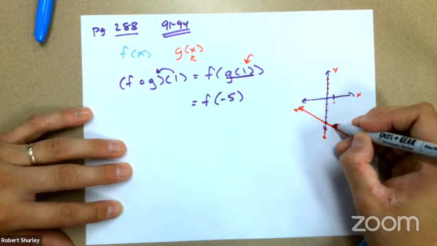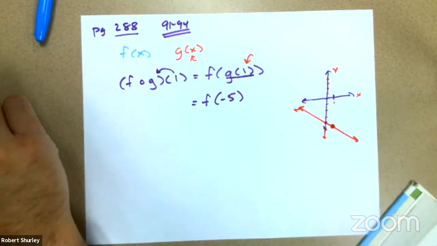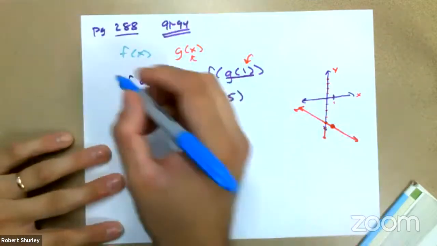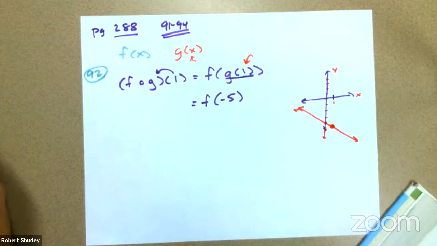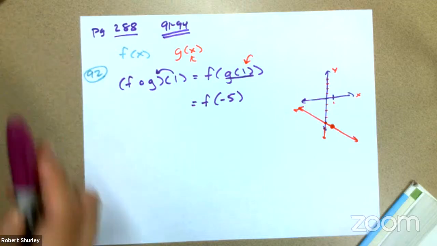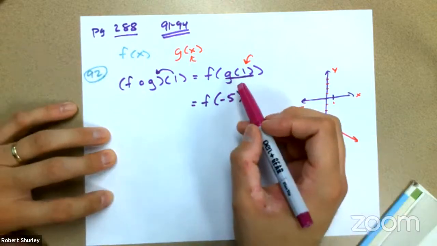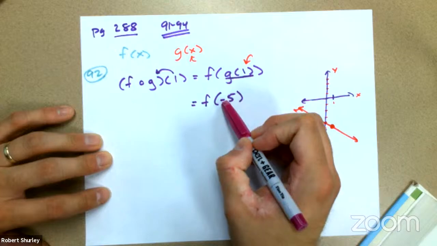Are we doing 91 or 92? I'm doing 92. So you could say its coordinates could be 1, -5; 0, -4; -1, -3; -2, -3, -1. But all we're worried about for this example is 1. So at x equals 1, our g function's at -5.